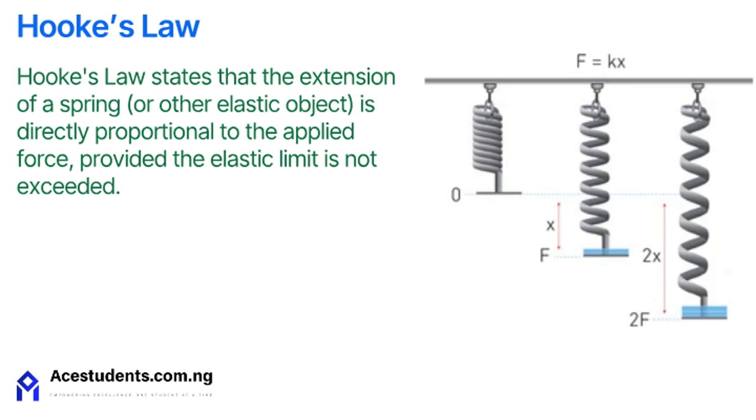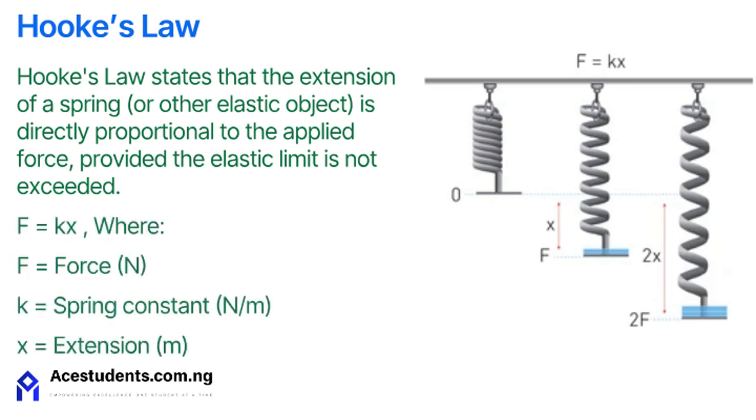This shows that the extension is directly proportional to the force applied, confirming Hooke's law, F equals kx, where k is the spring constant. Mathematically, this is written as force equals spring constant multiplied by extension, where F equals force, k equals spring constant, and x equals extension.